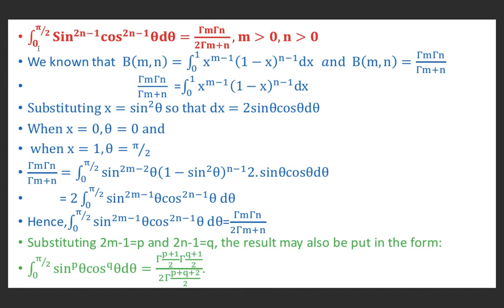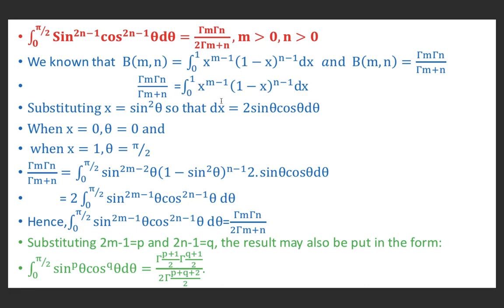Now we will prove that integral from 0 to pi by 2 of sine raised to 2m minus 1 theta cos raised to 2n minus 1 theta d theta is equal to gamma m gamma n upon 2 gamma m plus n, where m and n are positive numbers. We know the definition of beta function. It is nothing but integral from 0 to 1 x raised to power m minus 1, 1 minus x raised to power n minus 1 dx. Also we have proved that beta function is equal to gamma m gamma n upon gamma m plus n. Therefore gamma m gamma n upon gamma m plus n is equal to integral from 0 to 1 x raised to power m minus 1, 1 minus x raised to power n minus 1 dx.